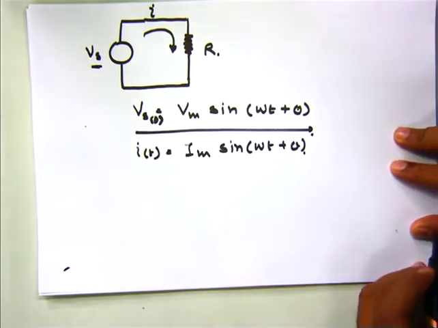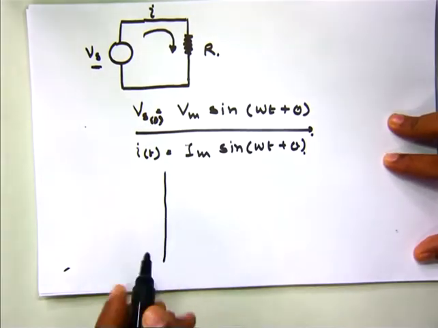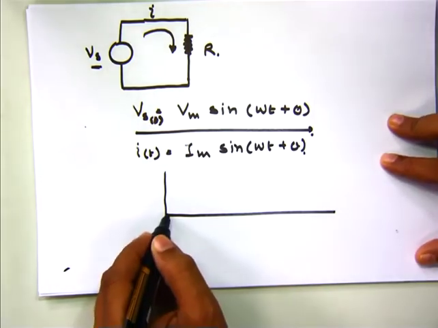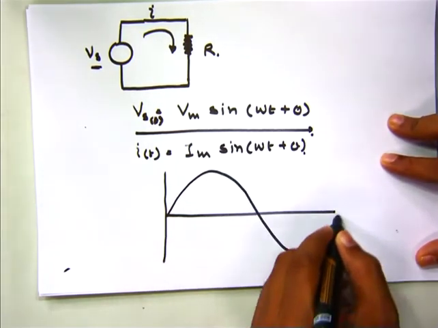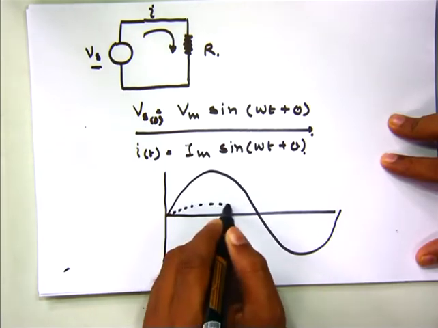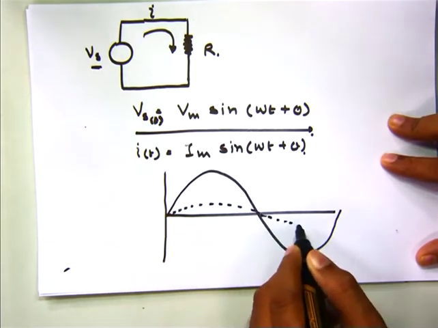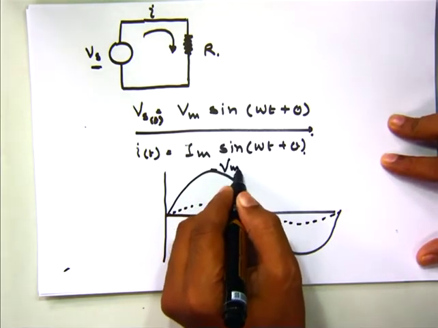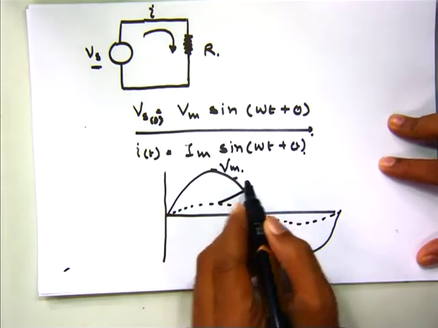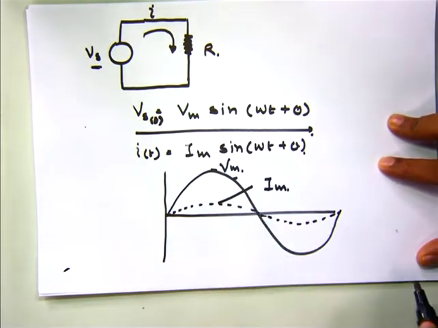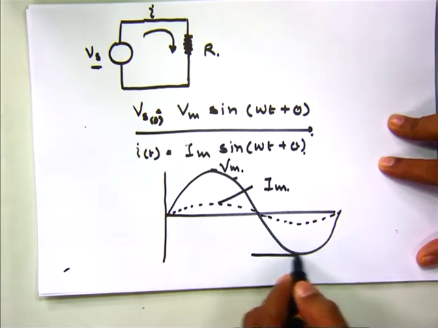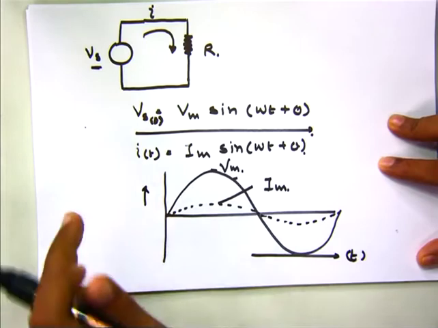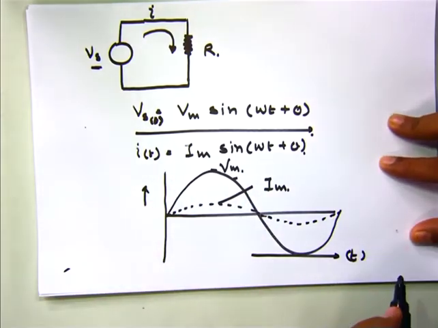Because it is the resistive circuit, there will not be any phase difference between the voltage waveform and current waveform. So when we draw the waveform of the voltage and current for the circuit, it will be in phase like this. So this will be the Vm, this will be the Im, and this x-axis is a time axis, and this is the magnitude for voltage as well as current.